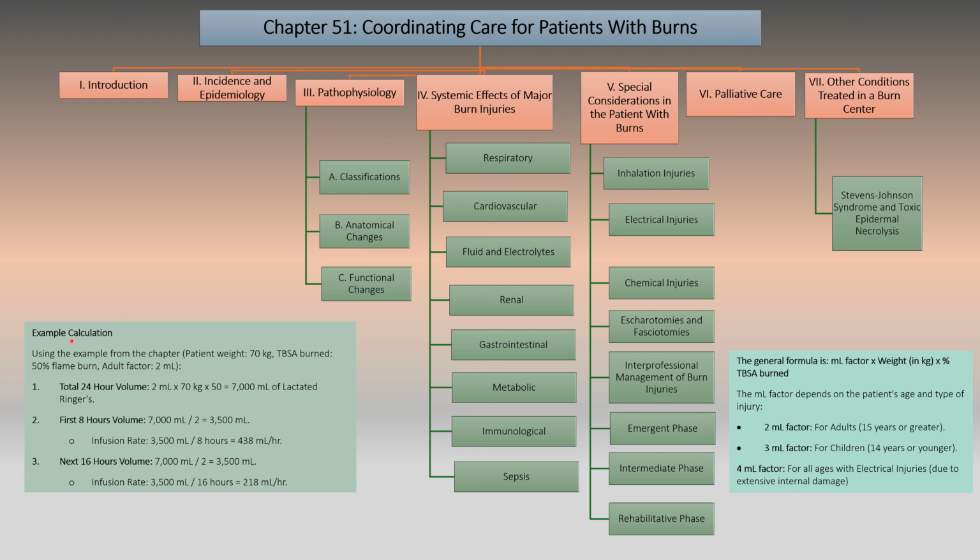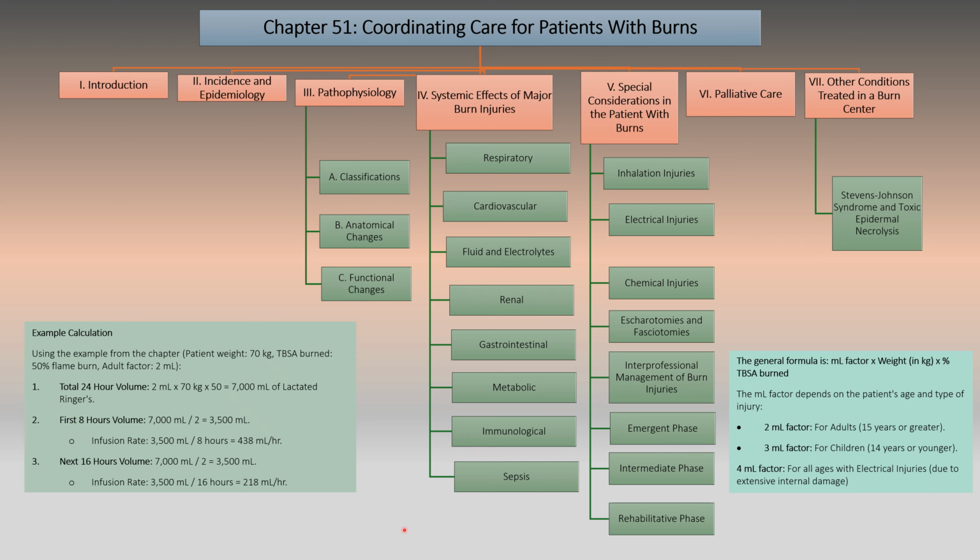In here, the example calculation using the example from the chapter: patient weight 70 kilograms, TBSA burn 50% flame burn, adult factor 2 mL, total 24. You can see here the calculation.